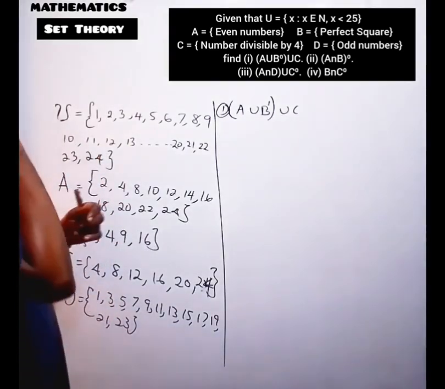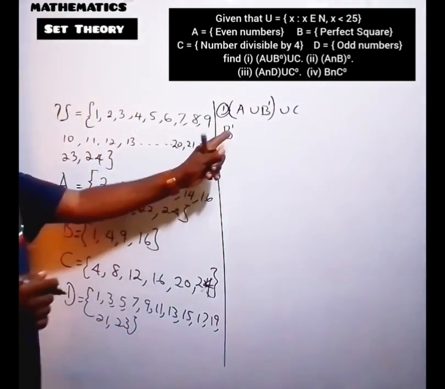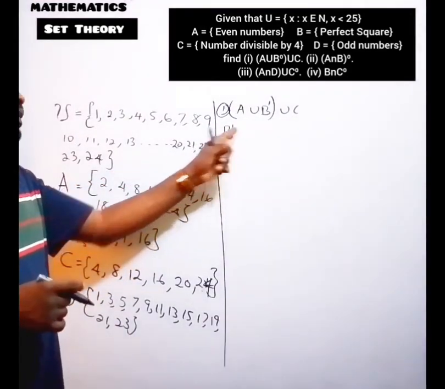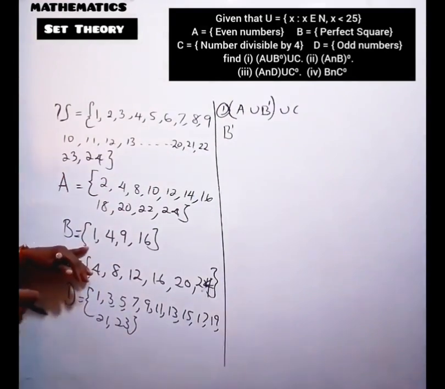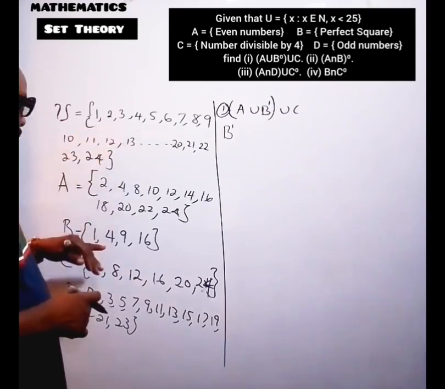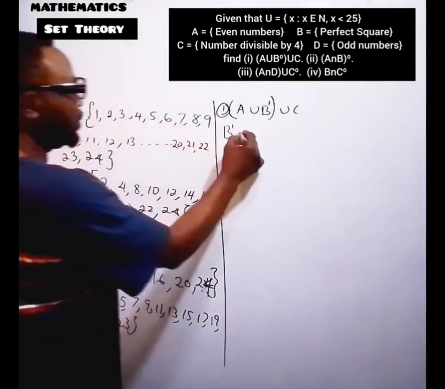So the first value I must try to bring out here is B complement. As I've told you earlier, this is the symbol of complement. This is B complement now. Now, what is B complement? They are values that are in the universal set, but they are not in the value given to you.